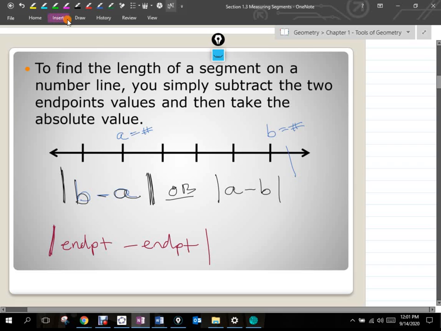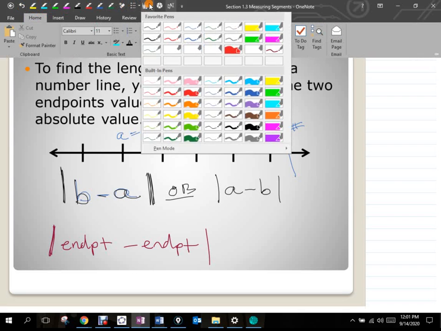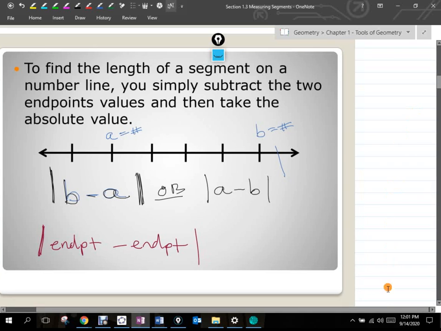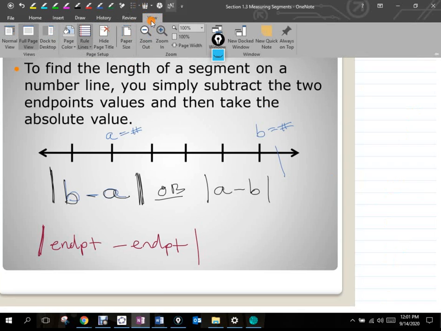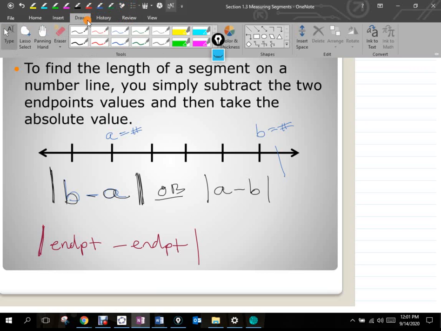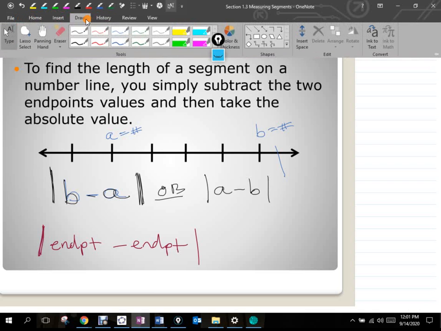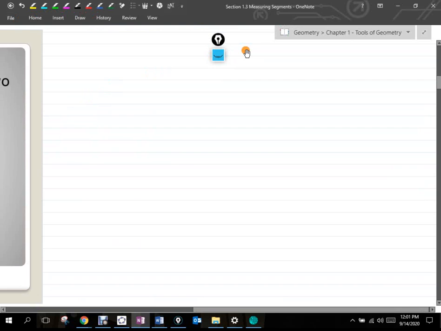let's see here. Bear with me a little bit. I'm missing one of my tools here. I don't know what section it's in, if it's even there. All right. Now I lost my pen.